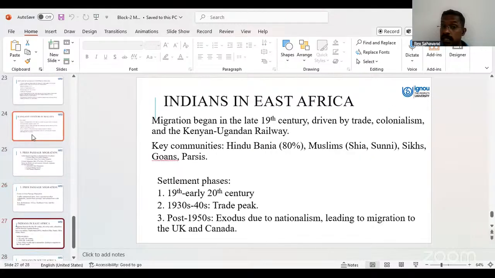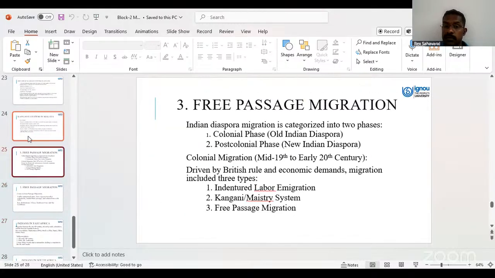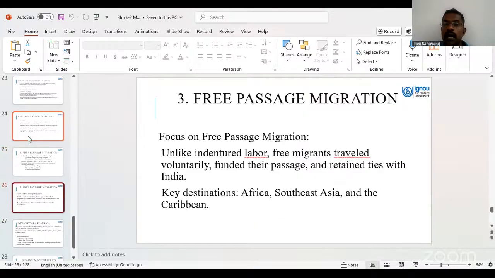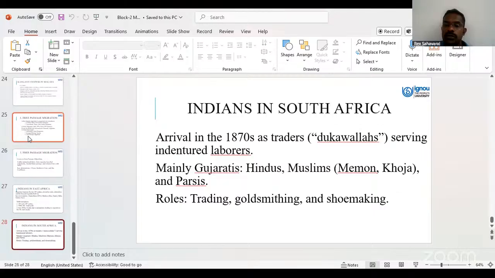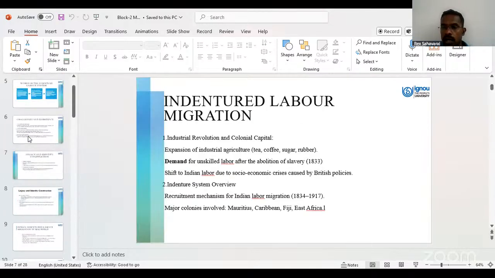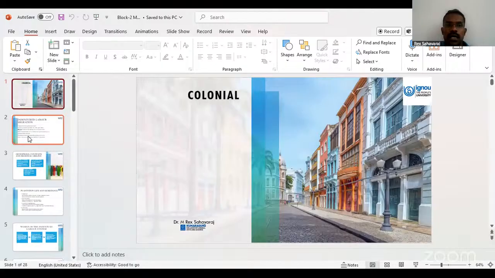Then free passage migration, which is the third phase of the migration process, moving from indentured labor and Kangani to free passage migration. Migration is free, which means they can go freely to other countries and work, and their passage is funded. So this is what we learned today. We want the learners to understand the situation during the British colonial period and the three major processes of migration.